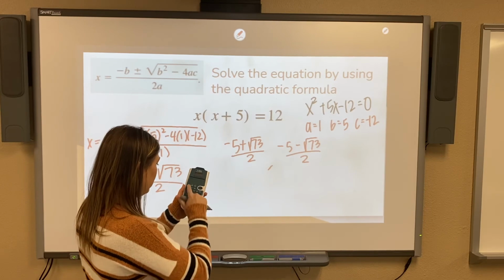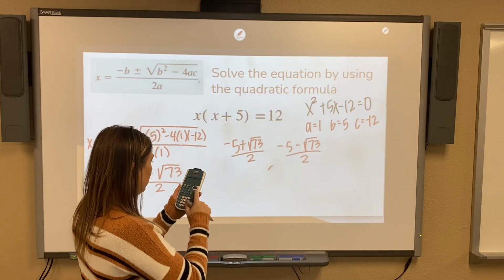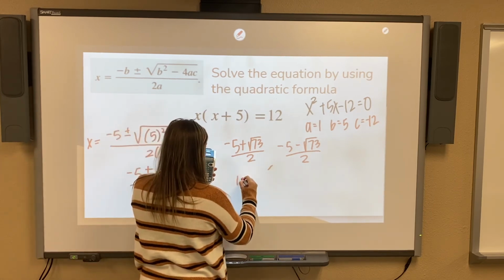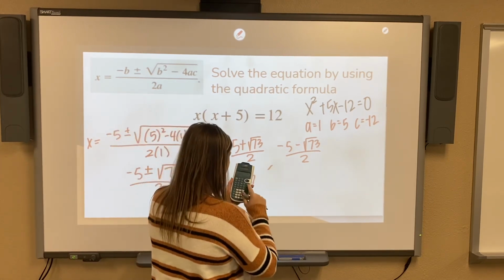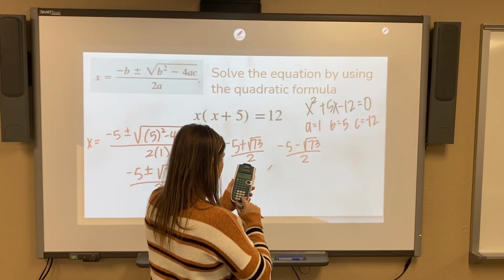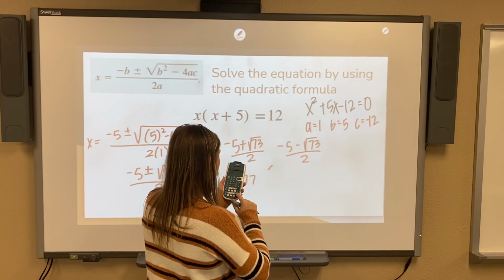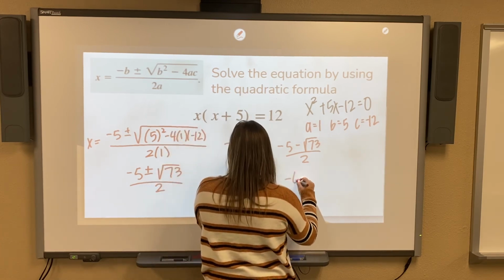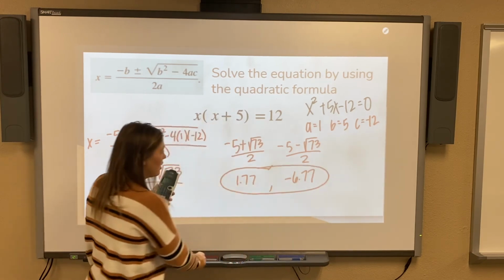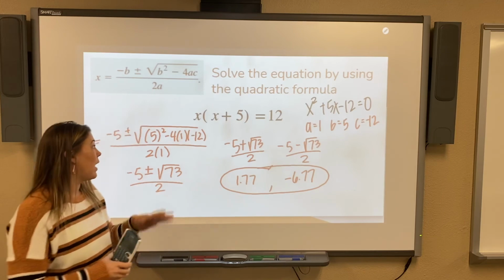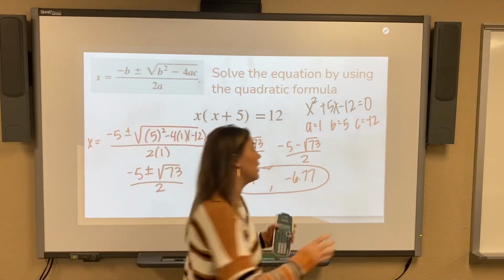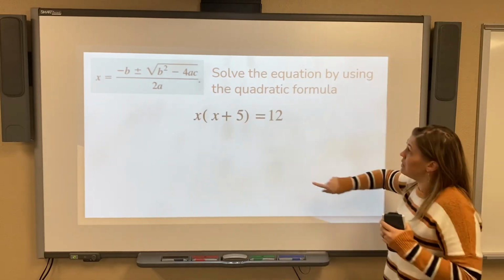Negative 5 plus the square root of 73 divided by 2, and we get 1.77. And then here, if we get negative 5 minus the square root of 73 divided by 2, we get negative 6.77. Okay, and those are the two answers. And so if you are struggling with plugging it in, making mistakes somewhere, reach out to me and we can get that figured out where a mistake is being made.